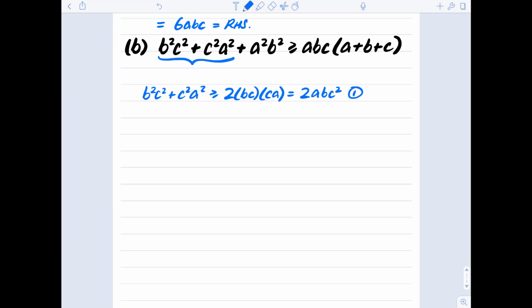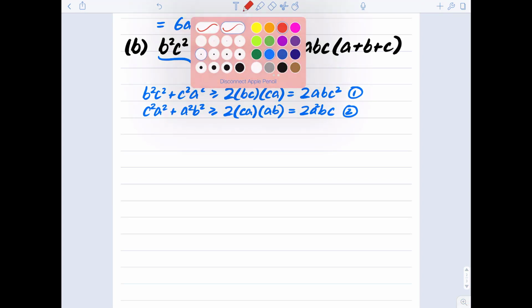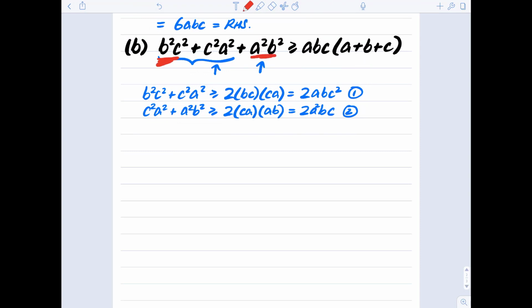Okay, now our second group, let's take the second one and the third one. So we'll go c squared a squared plus a squared b squared, bigger than or equal to, following the same deal, 2 of the first thing that's not squared yet, ca, and the second thing, ab, by Cauchy's. And so this is 2a squared bc, except a appeared twice.